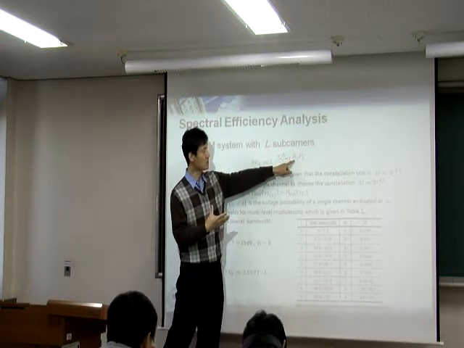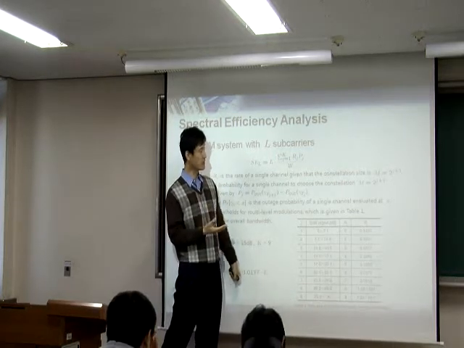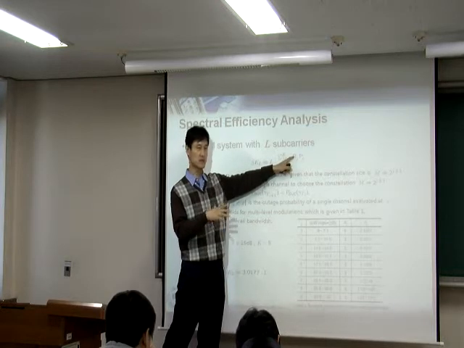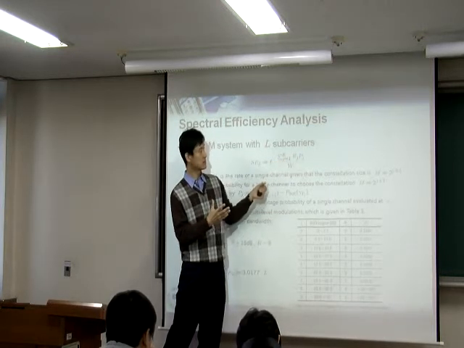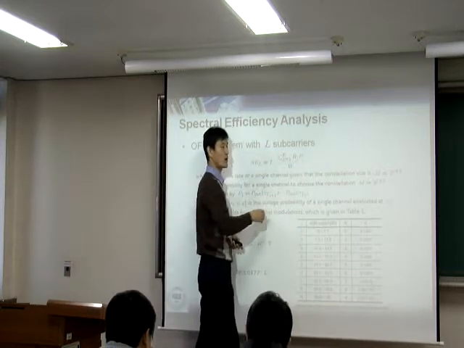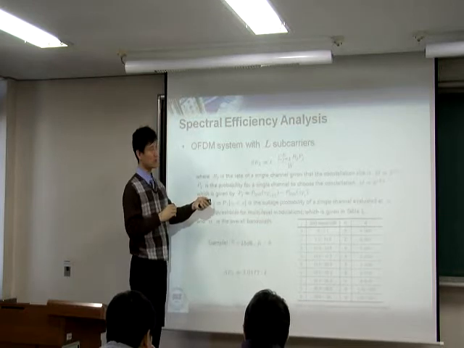Simply speaking, if you use QPSK, the rate is going to be 2, and for 64 QAM, it's going to be 6. The rate is as simple as the number of bits per transmission. And P is the probability for each of them. How do you calculate this?